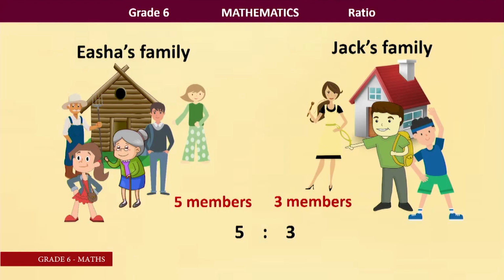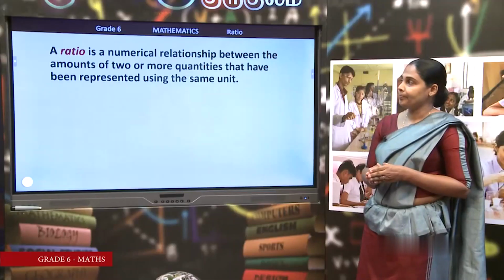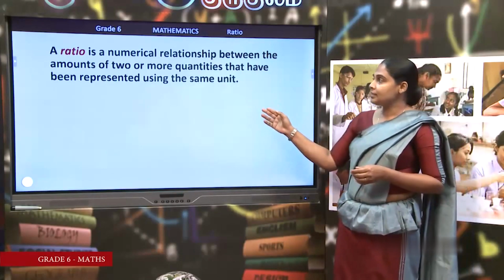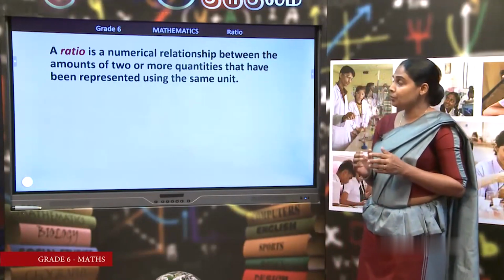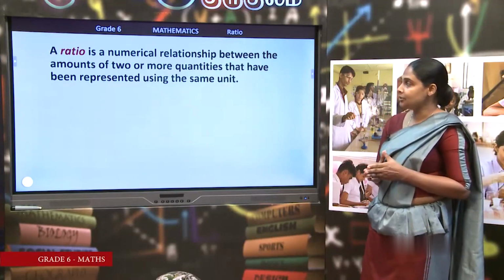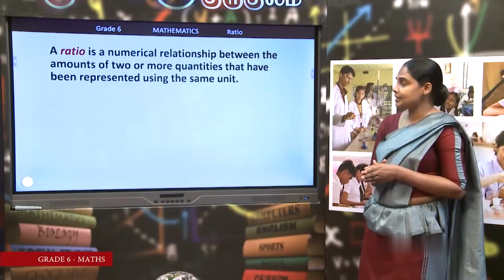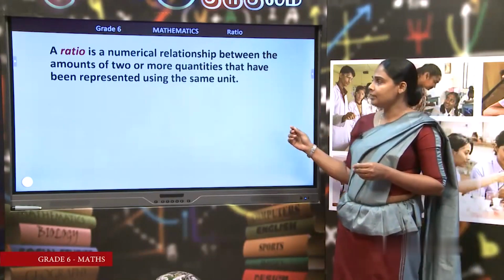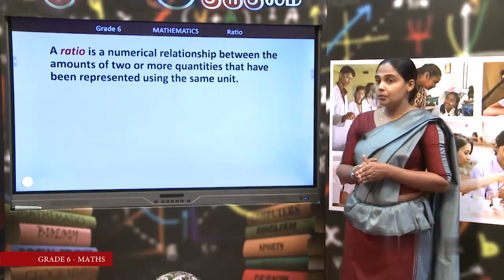Then we wrote the ratio using numbers. It is a numerical relationship. A ratio is a numerical relationship between the amounts of 2 or more quantities that have been represented using the same unit. It is a numerical relationship, but here we wrote ratios between amounts of 2 quantities.